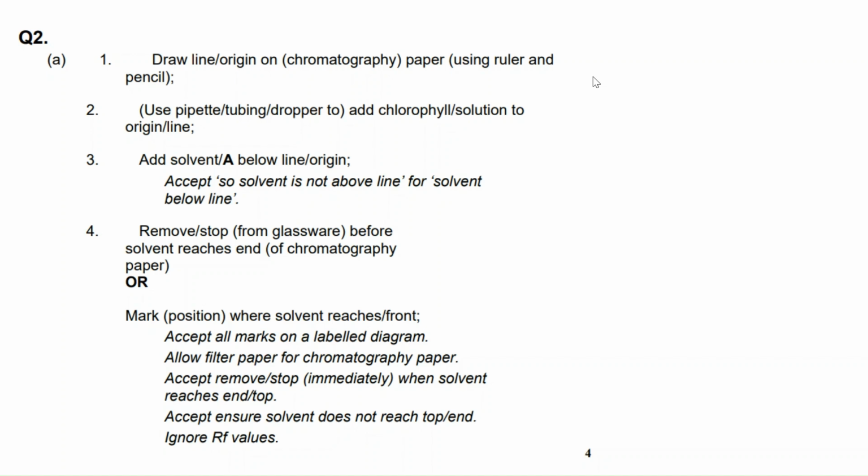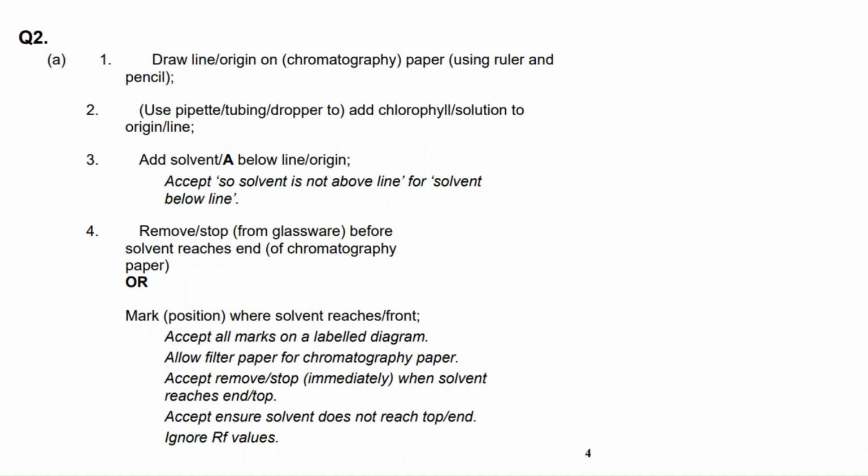And then you add the chlorophyll solution to the line. Obviously, you don't have to mention use a capillary tube or a pipette or whatever to add the solution. I didn't say that. You don't have to say that to get a mark. So I'd get that mark. And then you add the solvent or solvent A below the line, because I've stated that that was really important when I was talking about the method. And then it says it accepts solvent is not above the line or solvent below line.